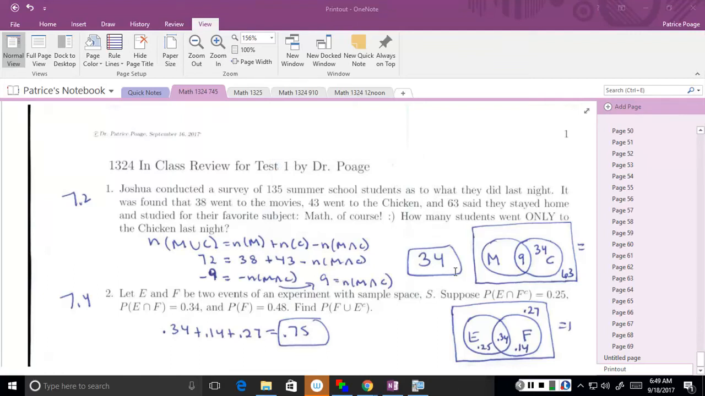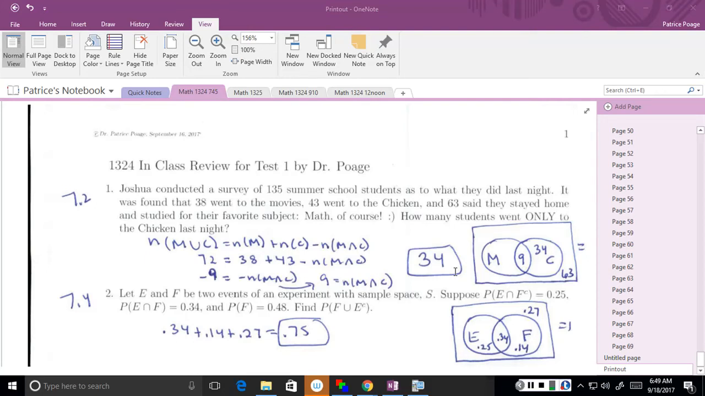All right. These are the answers to the test 1 in class review for 1324. Make sure you also do the review that's on my webpage for 1324 test 1. I'm just going to read through this with you.